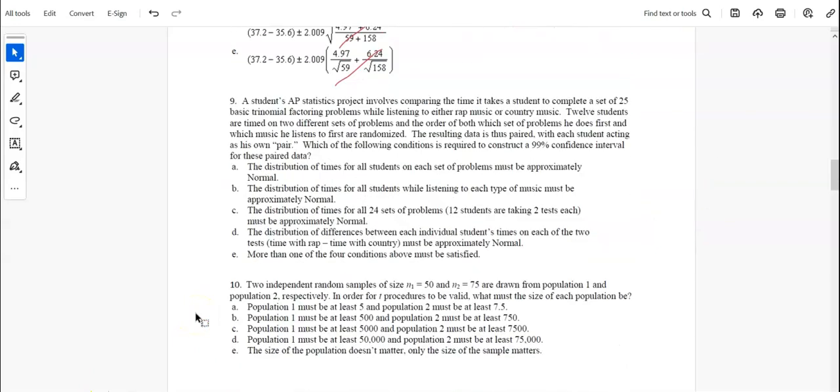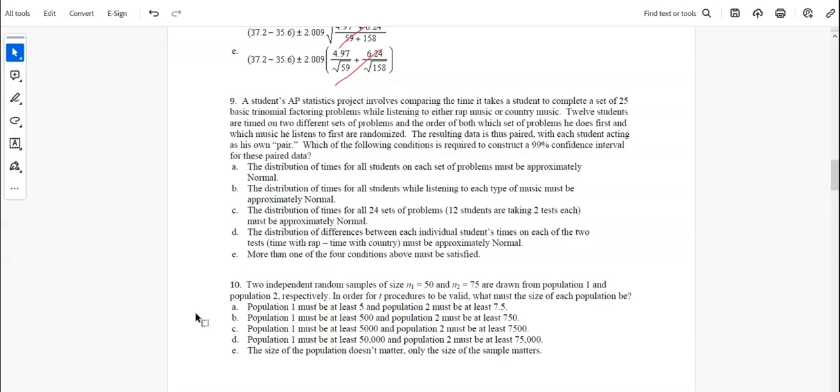Student APSTAT project involves comparing the time it takes a student to complete a set of 25 basic trinomial factoring problems while listening to either rap music or country music. 12 students are timed on different sets of problems, and the order in which their sets appear are randomized. Resulting data is thus paired, with each student acting as his own pair. Which of the following conditions is required to construct a 99% confidence interval for their paired data?